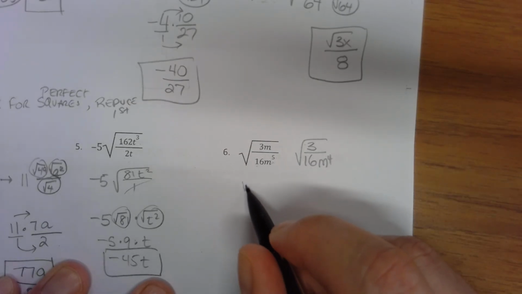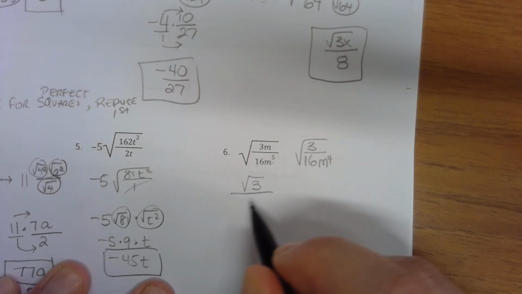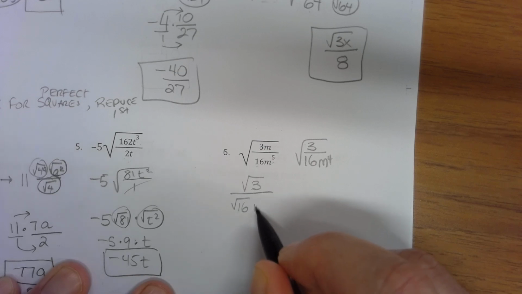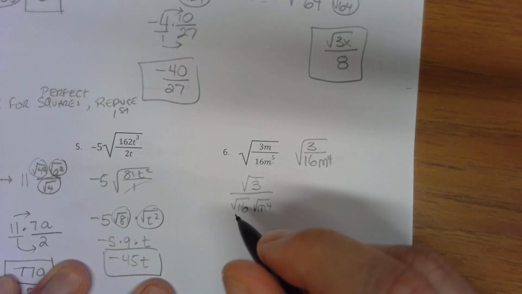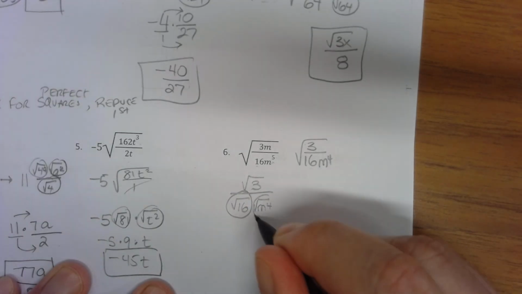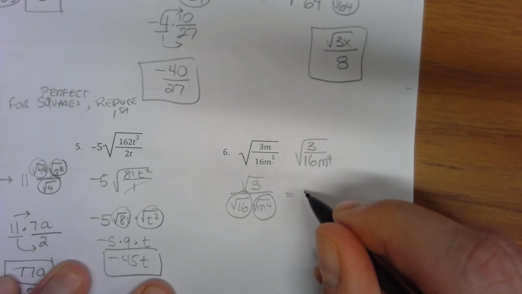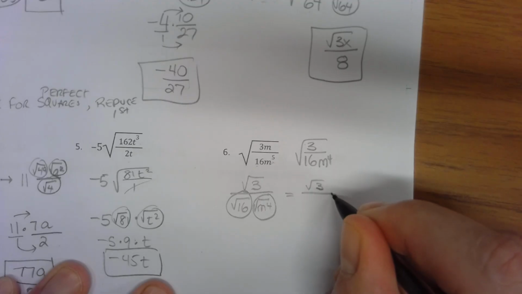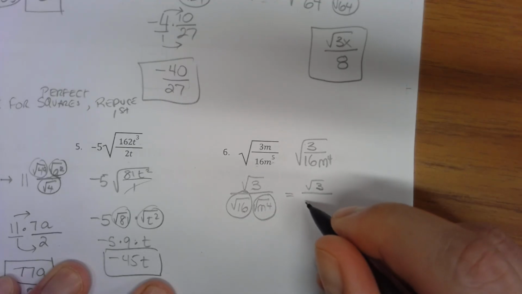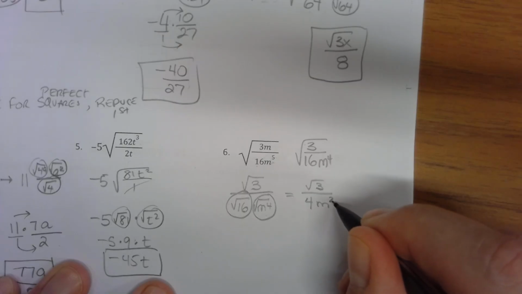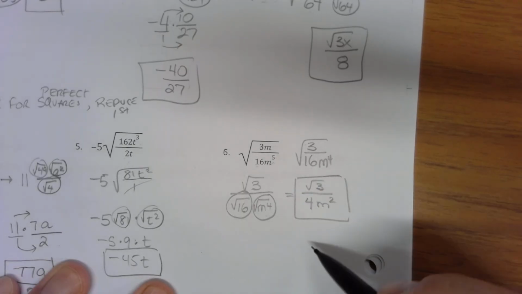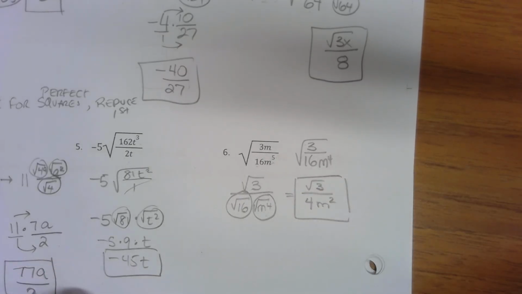So we're going to simplify the fraction first, and then we're going to simplify our radicals. So we're going to separate the top from the bottom. 16 is a perfect square. m to the 4th is a perfect square. We're going to leave the square root of 3 on the top. We're going to replace the square root of 16 with a 4. We're going to replace the square root of m to the 4th with an m squared, and nothing else simplifies. This was part 1 of my video.